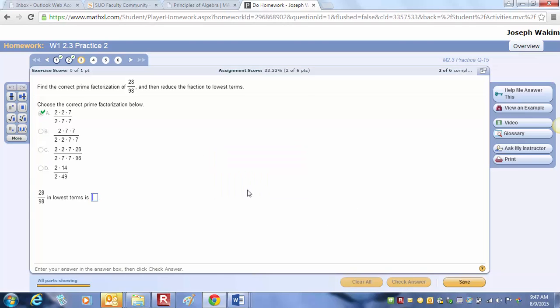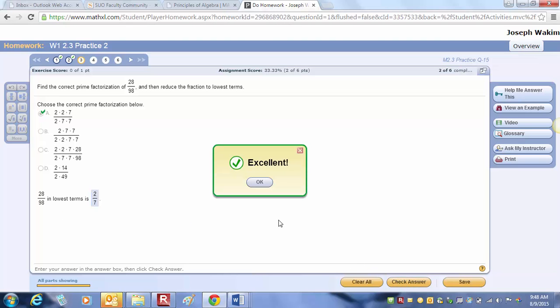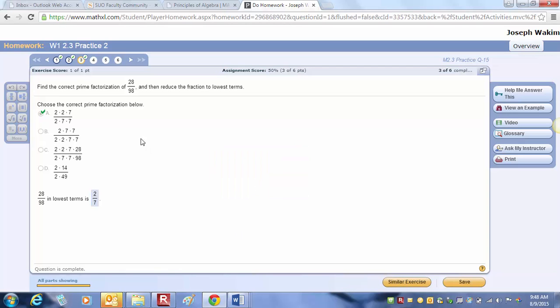But now I think I have to reduce. I want to simplify. Notice I have a 7 and 7. These two will cancel. And I have a 2 and a 2. These two will cancel. So I'm left with 2 over 7 as my final answer. 2 divided by 7 should be the reduced fraction here, lowest terms. Let's check. Okay, that's good. And then you move on.